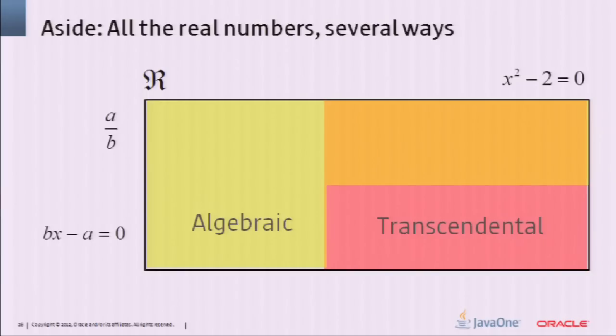And then numbers like radical 2 are included as algebraic numbers, again, because they're solutions of systems like this. And that leaves the transcendental numbers that don't have this property. And most real numbers are actually transcendental, because there are only a countably infinite number of polynomials, but there are uncountably infinite real numbers.